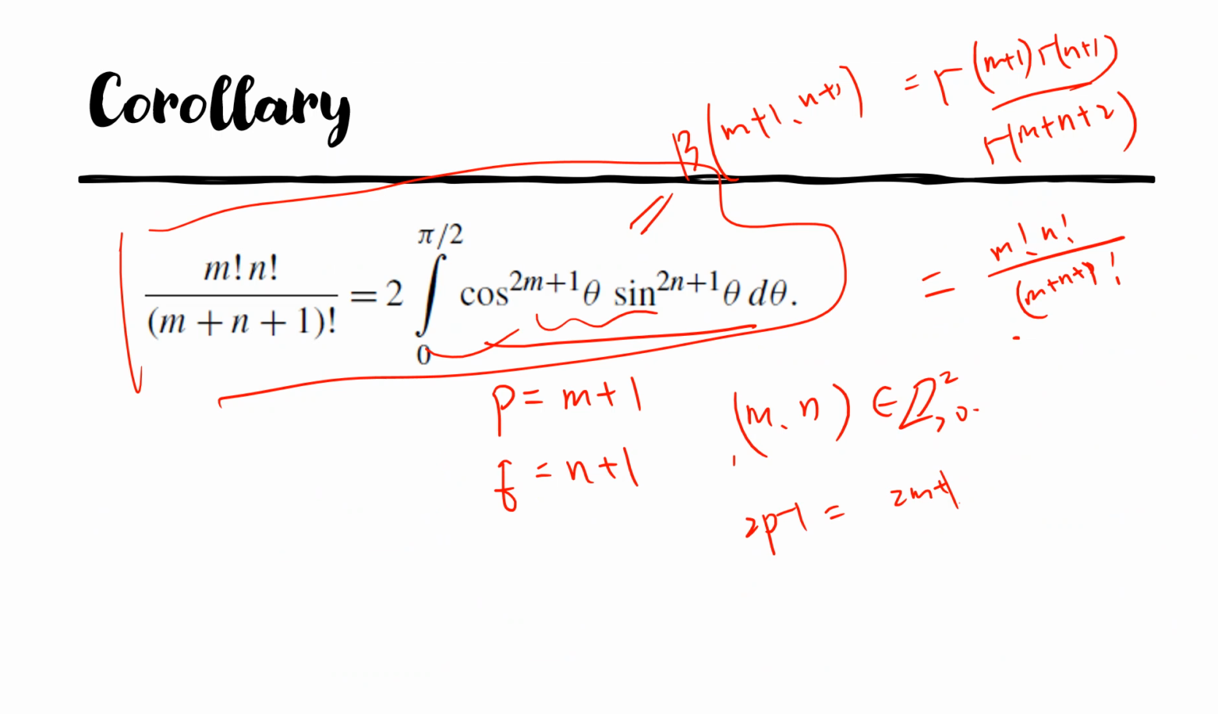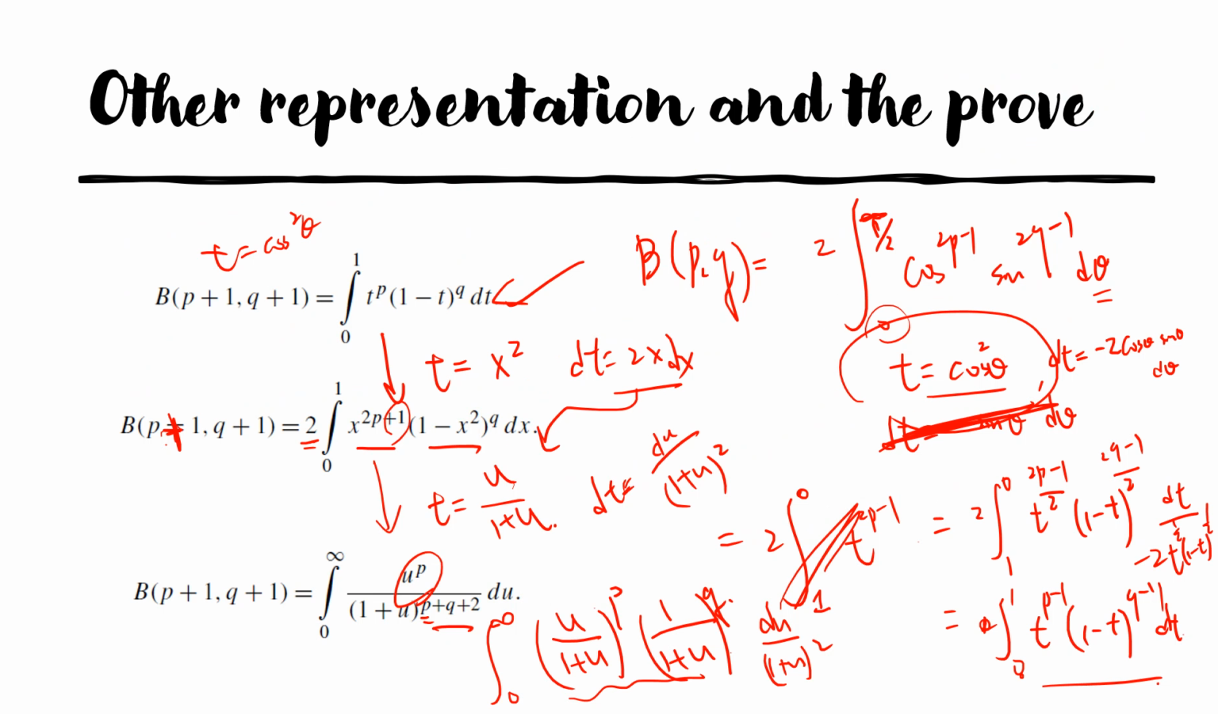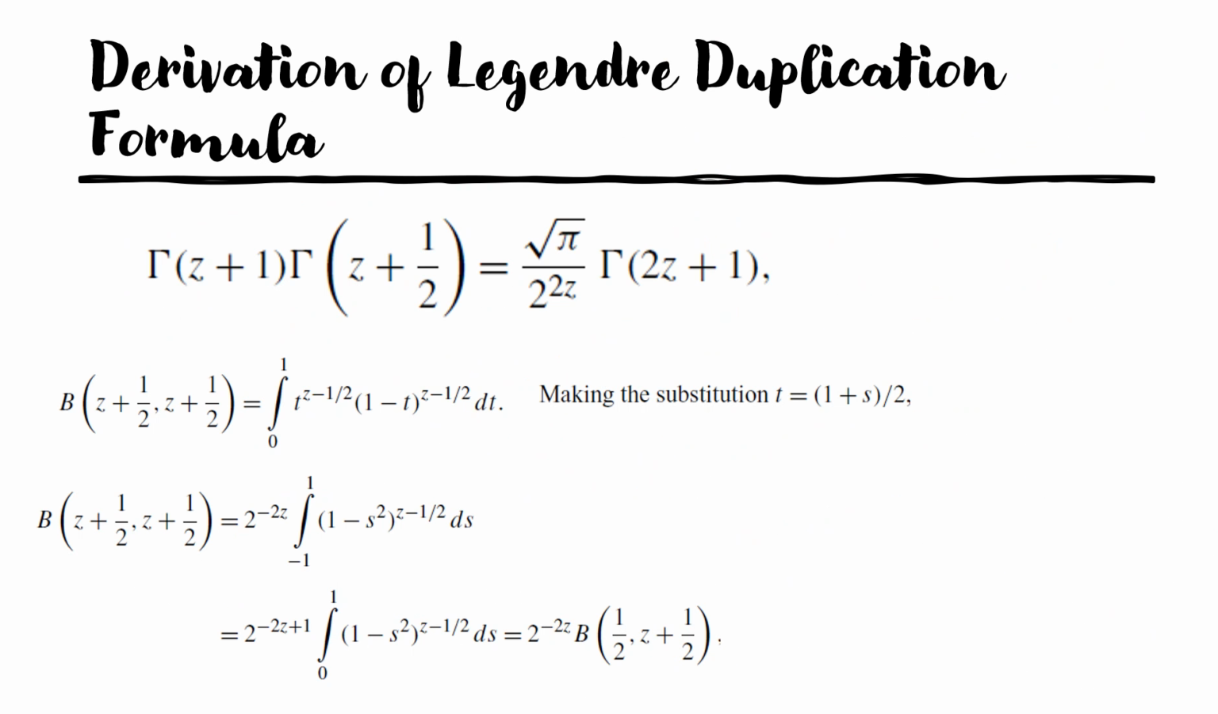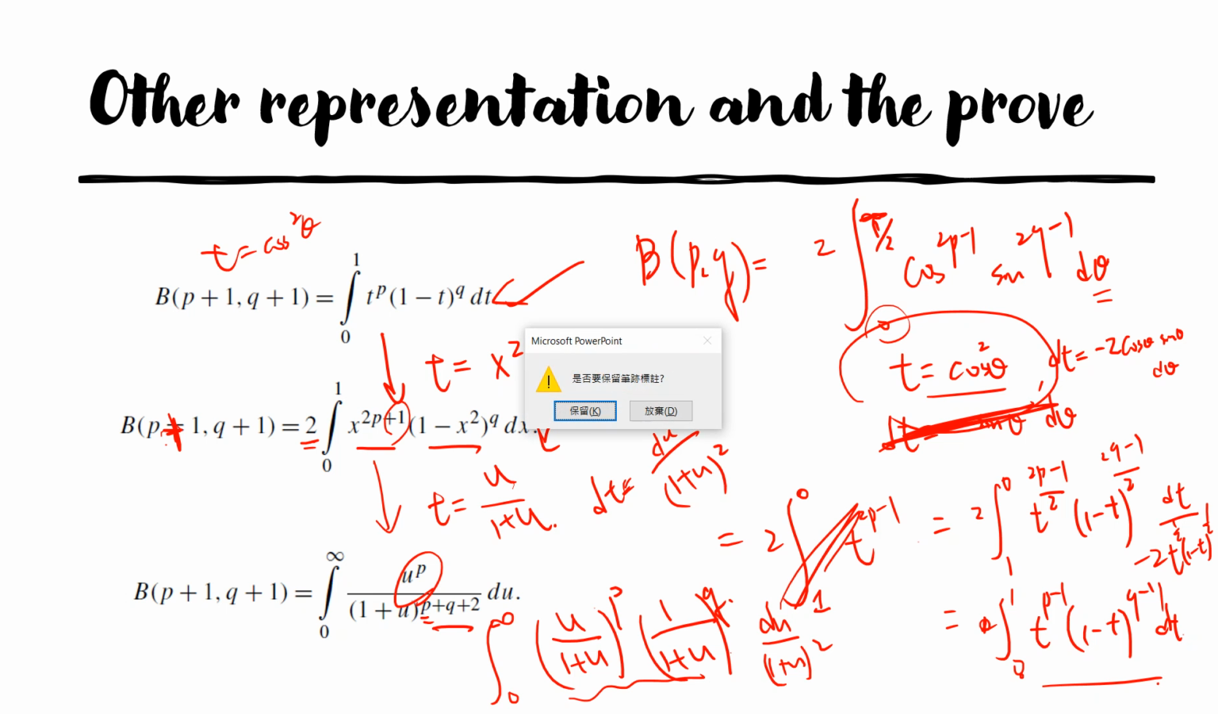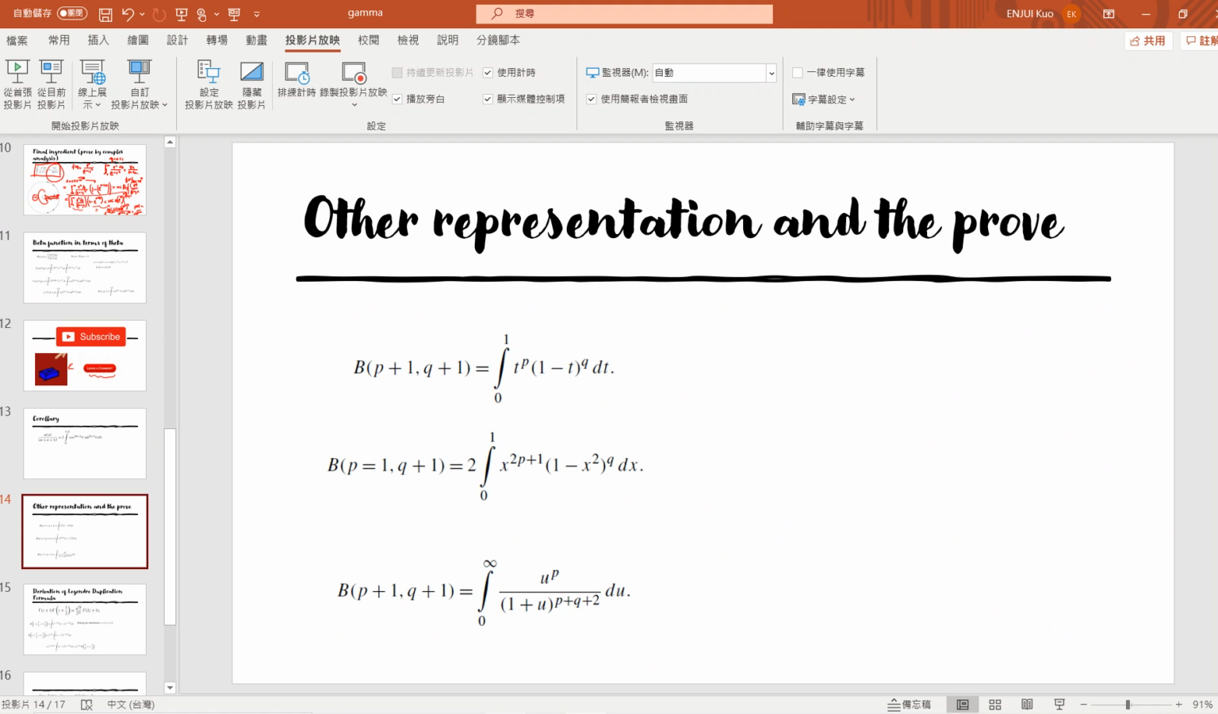So those are the common definitions of the beta function. Usually when I do calculations, I only use this corollary. Next time we will prove the Legendre duplication formula by using the properties of the beta function.